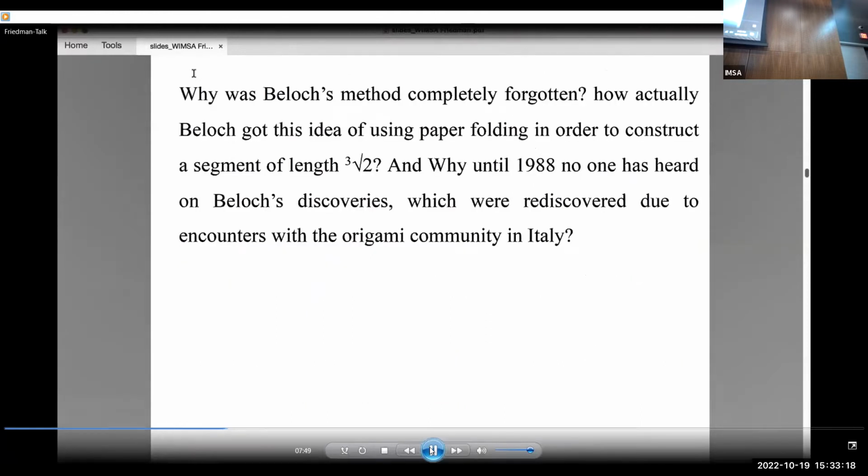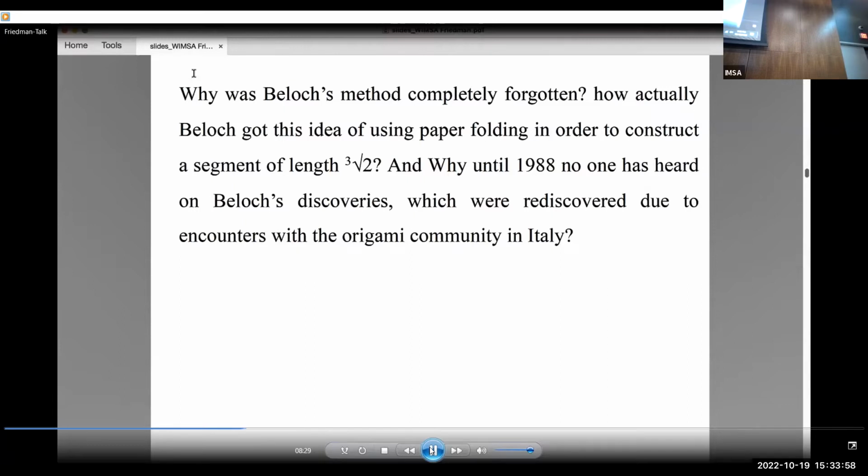Now, several questions arise. Why was Beloch's method completely forgotten? How did Beloch actually get this idea of using paper folding in order to construct a segment of length the cube root of 2? And why until 1918 no one had heard of Beloch's discoveries, which were encountered within the mathematical community in Italy? The history of Beloch's discovery and its rediscovery is in fact a history of minor figures within the history of mathematics, who are hardly mentioned when one opens books on the history of geometry.